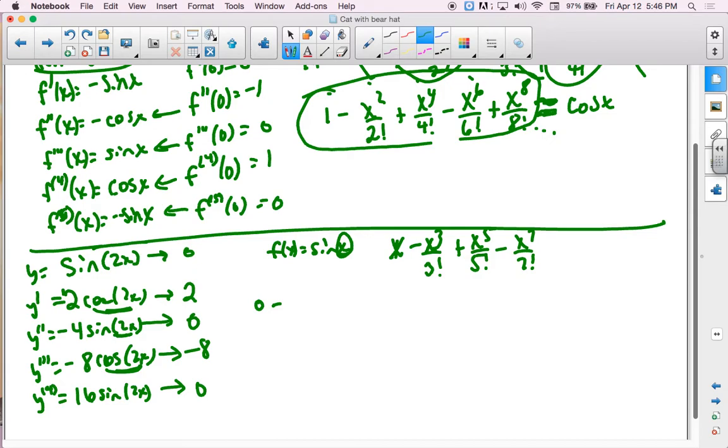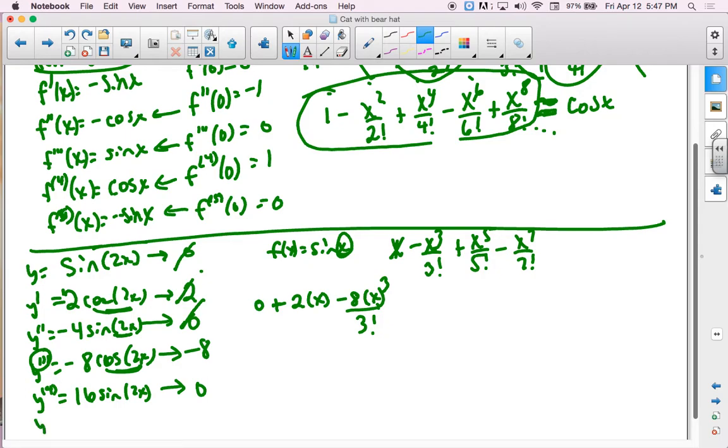Then I get plus my first derivative, so 2 times x minus 0 to the 1st over 1 factorial. This is f of 0, f prime of 0, f double prime of 0, now I'm at f triple prime of 0. So I'm going to have minus 8 times x minus 0 to the 3rd over 3 factorial.